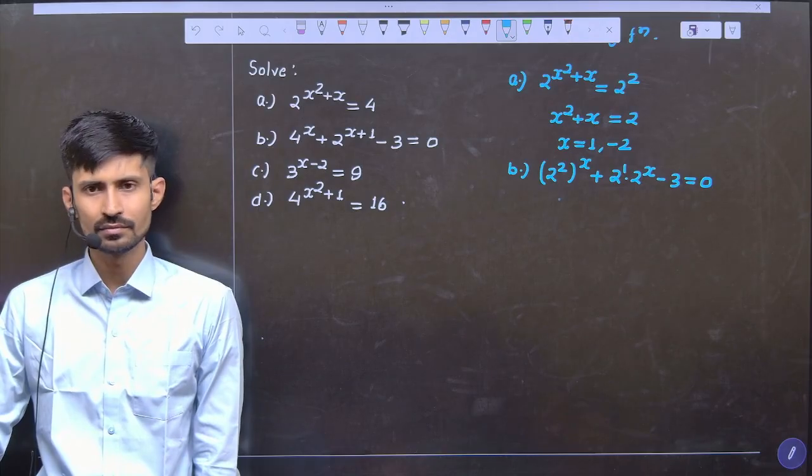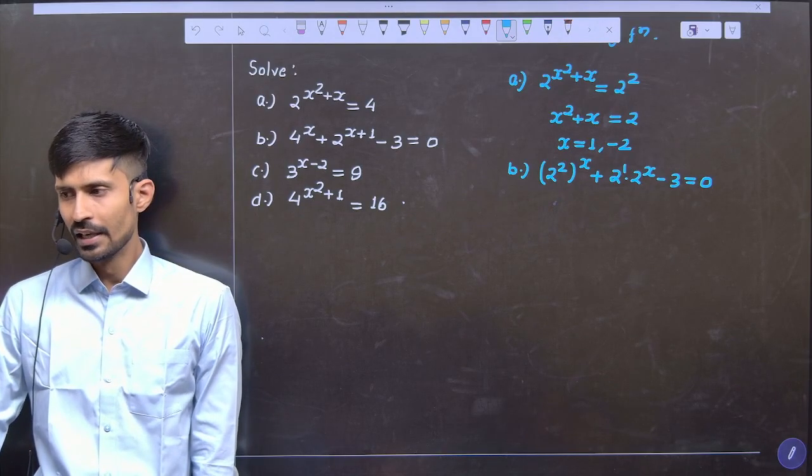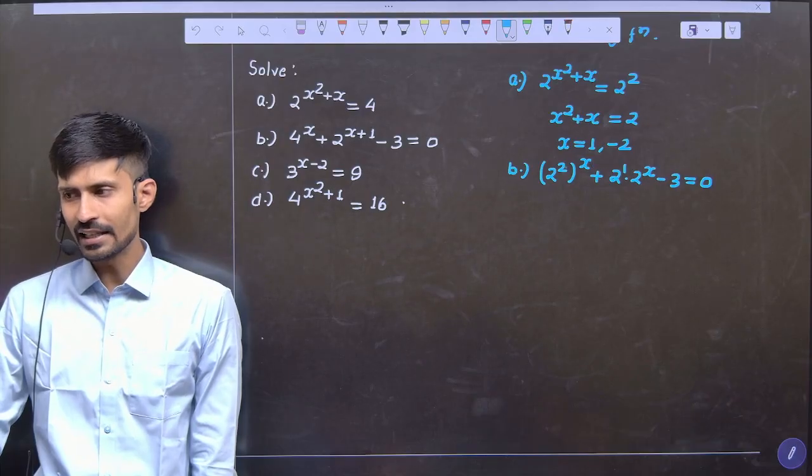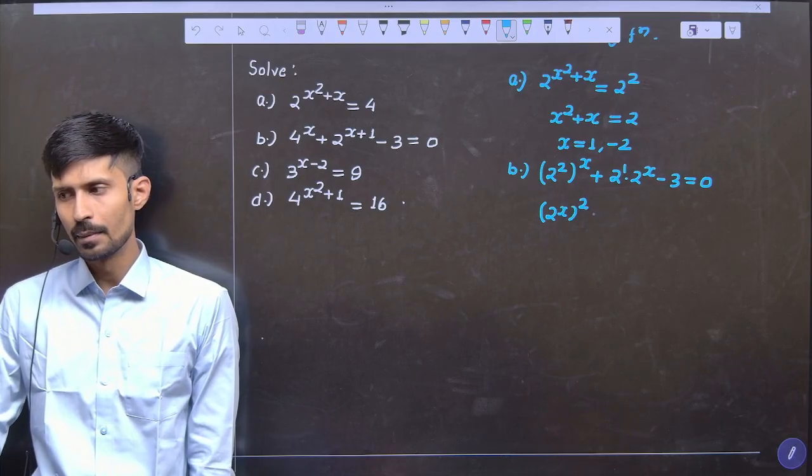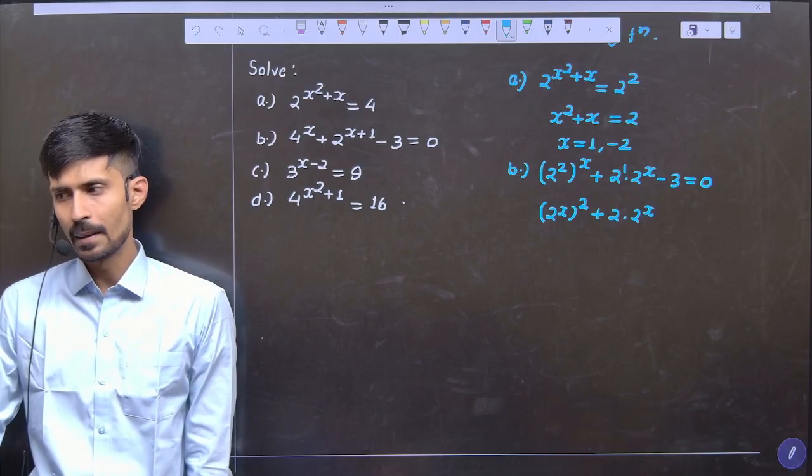Okay? Very good. Can we take x inside and can we take 2 outside? That is possible in mathematics. 2 raised to x the square plus 2 times 2 raised to x minus 3 is equal to 0.